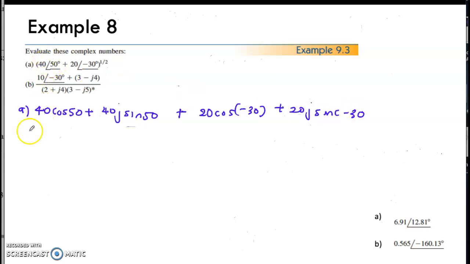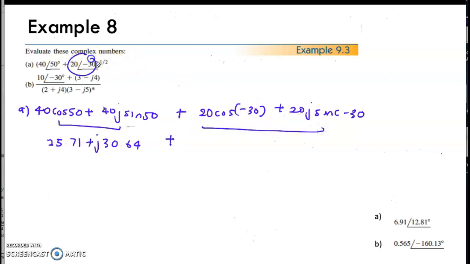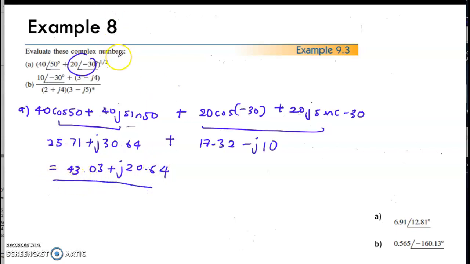So let's solve the inside first. This is one function. When you press your calculator, you can get 25.71 plus j 30.64, and this is another function, the polar form of the phasor, which becomes 17.32 minus j 10. You just add these together, and then you get 43.03 plus j 20.64. Okay, so this is in rectangular form, but we are not finished yet.